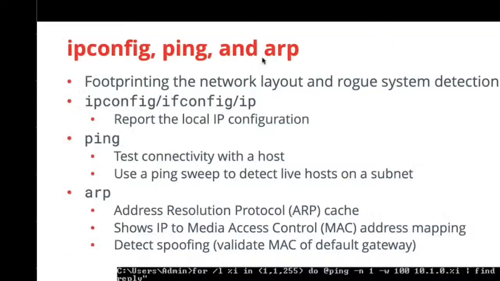I hope you all are familiar with these things: ipconfig, ifconfig, ip, ping, ARP. You need to look for the IP address of your machine. You use ipconfig when it is a Windows machine. If it is a Linux machine, you can go for ifconfig or ip space -a. It will give you the local IP configuration, whatever you want from your machine, what IP address, what MAC address, and all, right?